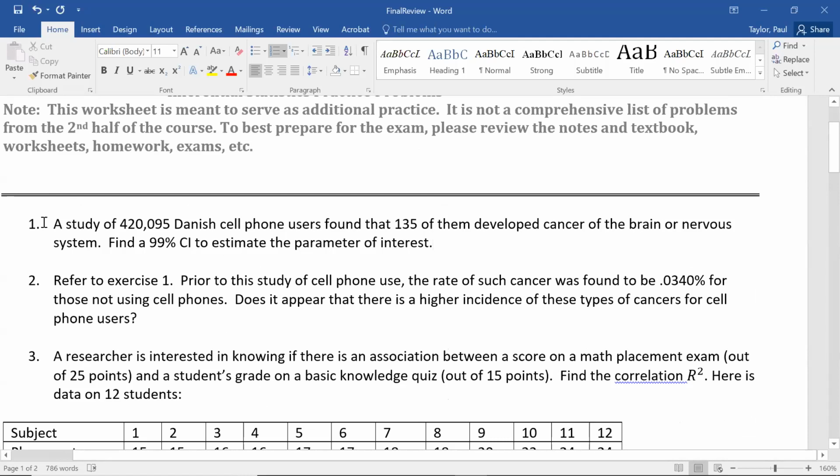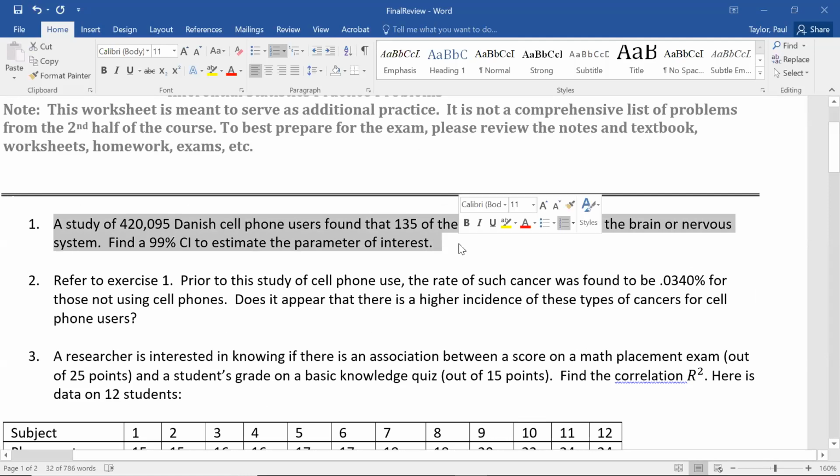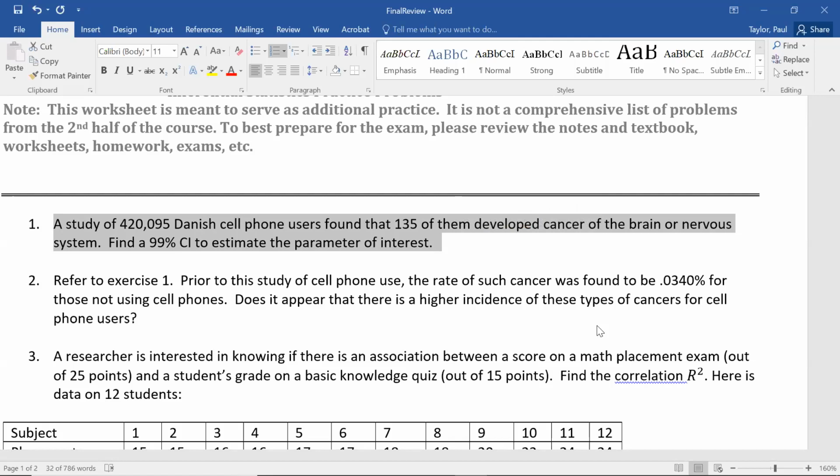First question, a study of 420,095 Danish cell phone users found that 135 of them developed cancer. So let's find a 99% confidence interval to estimate the parameter of interest. So what does parameter of interest mean? Well, presumably you want to know what portion of the cell phone users got cancer. That's the parameter we're looking for. Parameter is sort of a fancy word for like the true proportion.